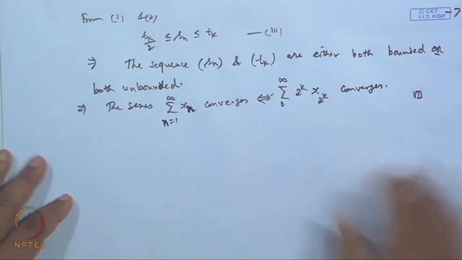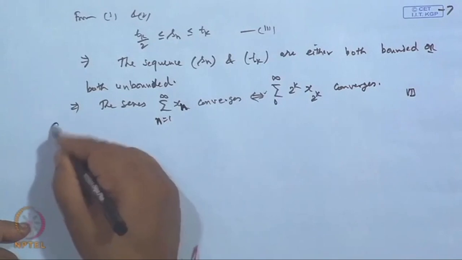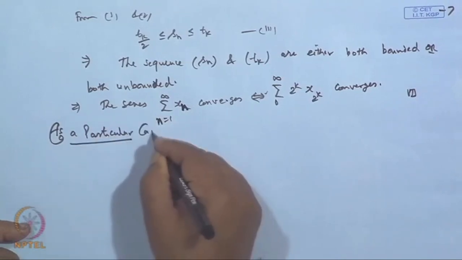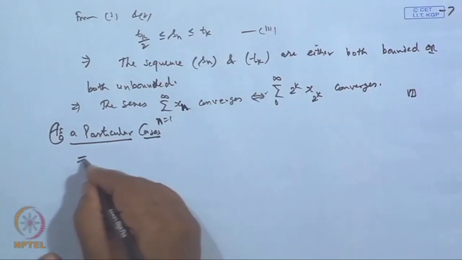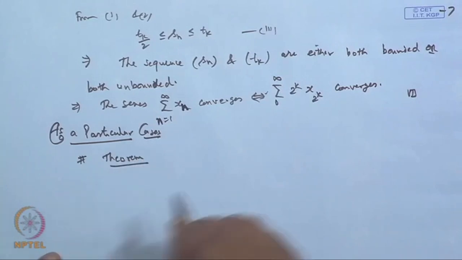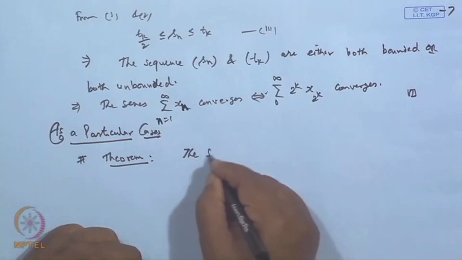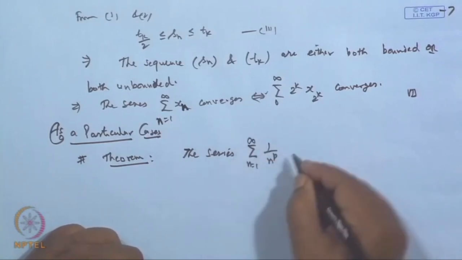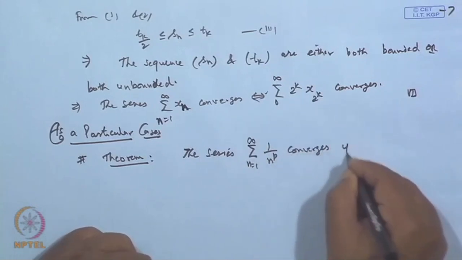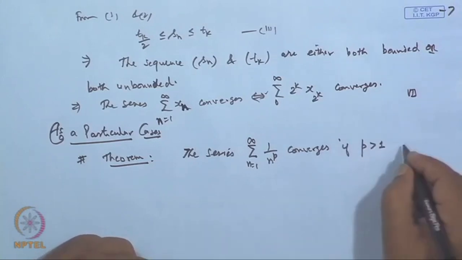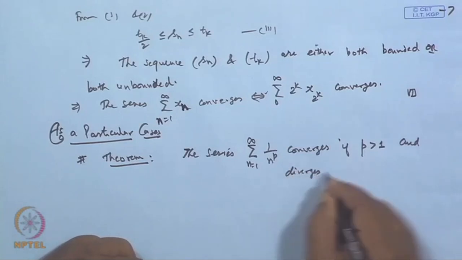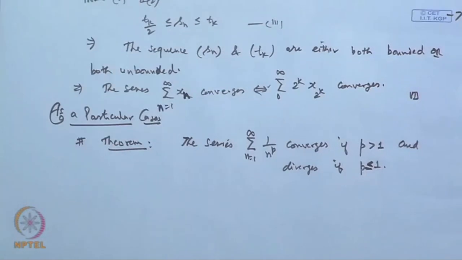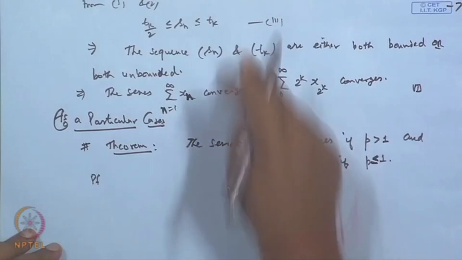Now, as a corollary to this, or as a particular case, we have this result in the form of a theorem. The series sigma 1 by n to the power p, n from 1 to infinity, converges if p is strictly greater than 1 and diverges if p is less than or equal to 1. Okay, so this we get. Let us see the proof of this. It will follow from the previous results.